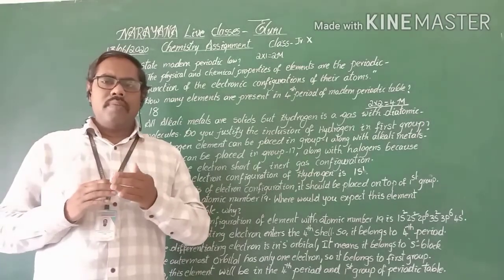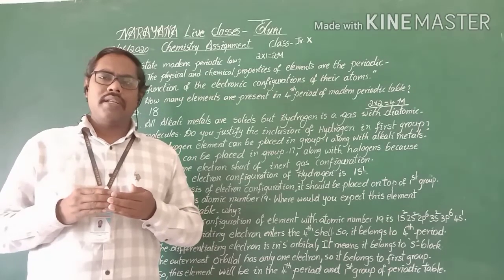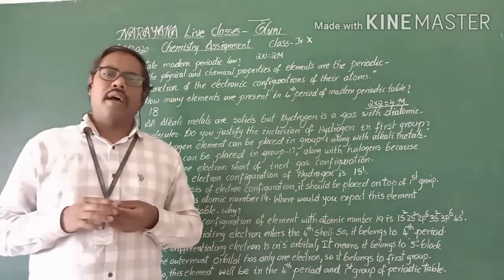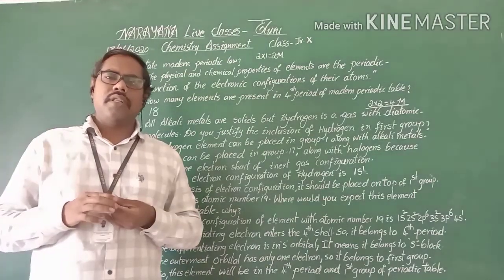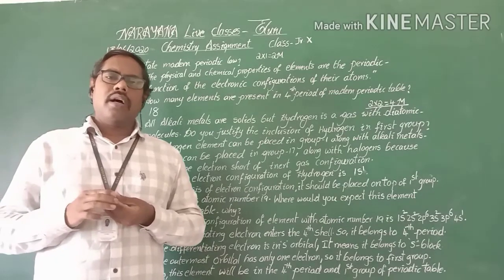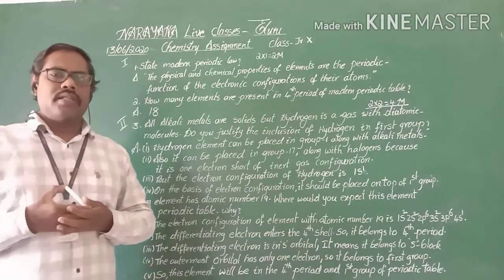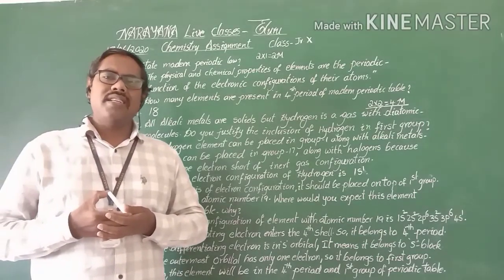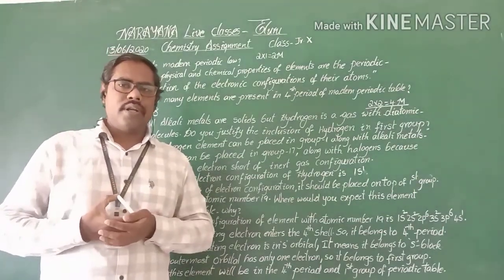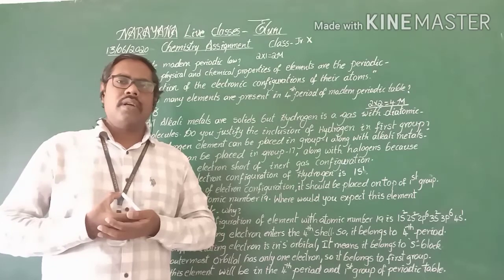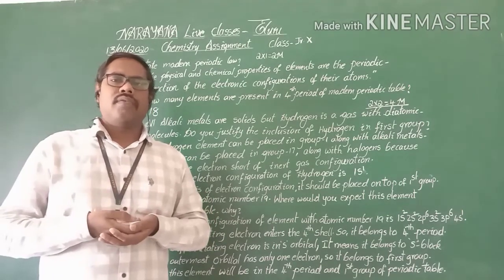Generally the first group elements and seventh group elements: the first group elements are the alkali metals, the seventh group elements are the halogens. Both exhibit the same valency. The first group elements exhibit valency 1. The seventh group elements also exhibit valency 1. However, hydrogen is placed in the first group due to its electronic configuration. Hydrogen configuration is 1s1. That's why it is an s block element, and that's why it is placed in the first group.